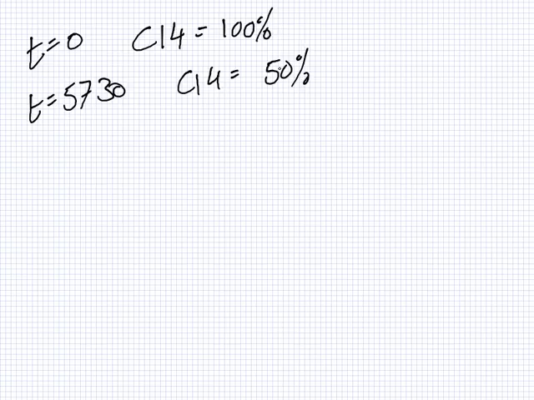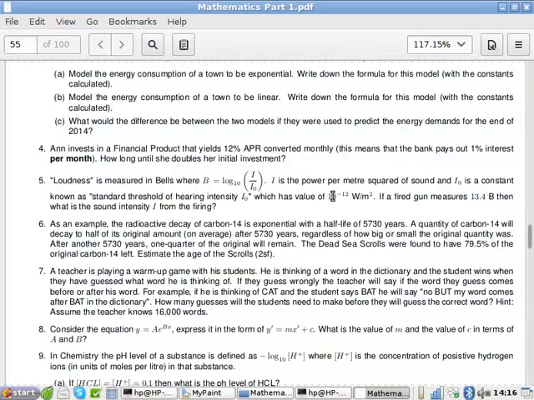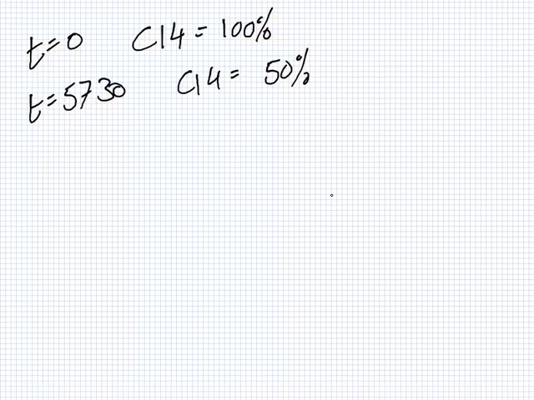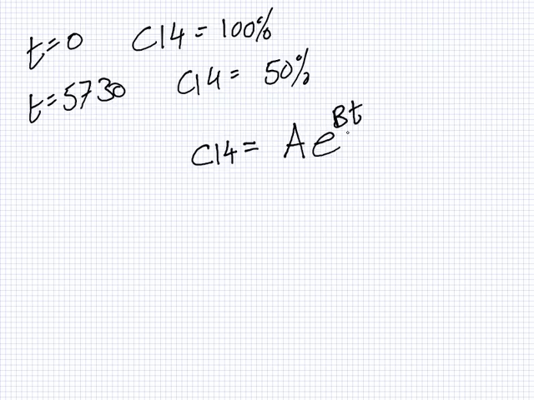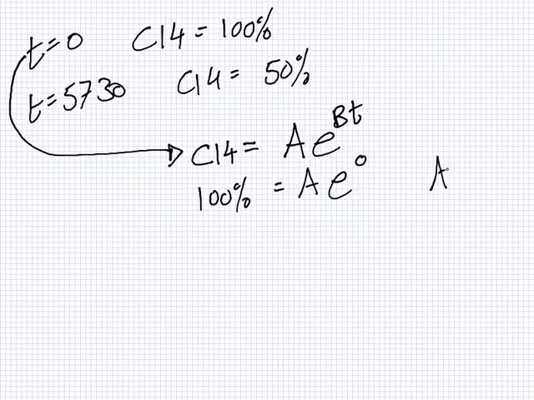That's okay so far? Yes? Lucas? Sophie. Why is it 50%? That's a half-life, though. Okay. So, carbon 14, if it's exponential, it will be this formula, A e^(Bt). We don't know the A and we don't know the B. Let's use this one first. 100% equals A e^0. So what does A equal? 100%. So now we have carbon 14 equals 100% e^(Bt).